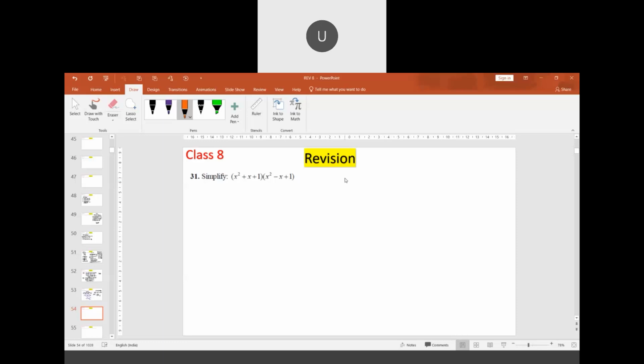Here it is a plus b into a minus b, sir. We have to do a square minus b square. Minus x into minus x will be plus. We have to expand and multiply, and we got x to the power 4 plus x square plus 1. Yes, sir, this is the correct answer. We got the same answer, sir.